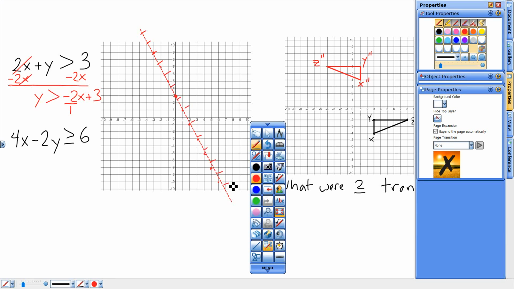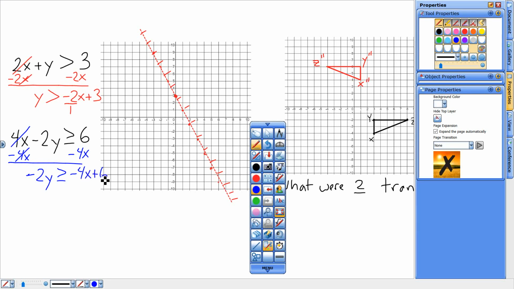All right, this one in blue. Take away 4x on both sides, minus 4x, minus 4x. Make sure you bring down this negative with the 2y. Don't bring down positive 2y. And that's negative 4x plus 6.